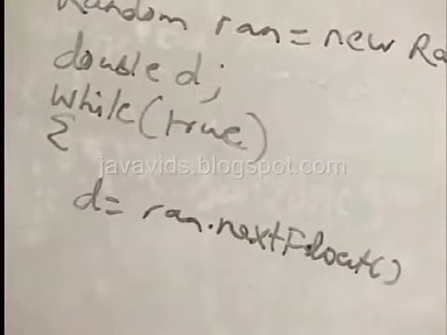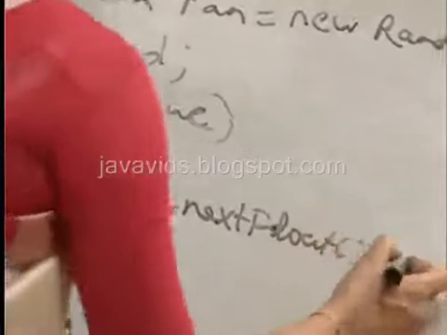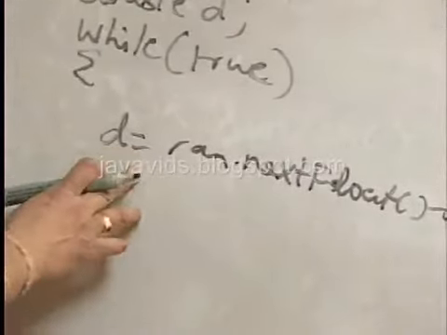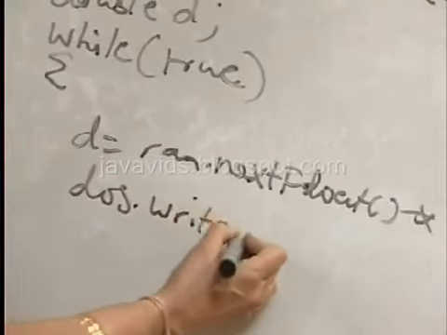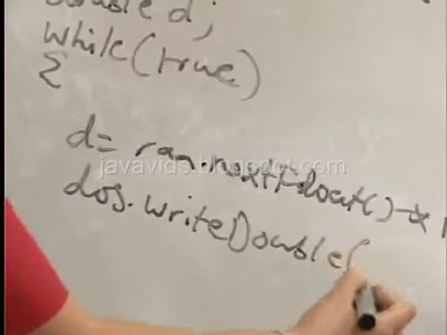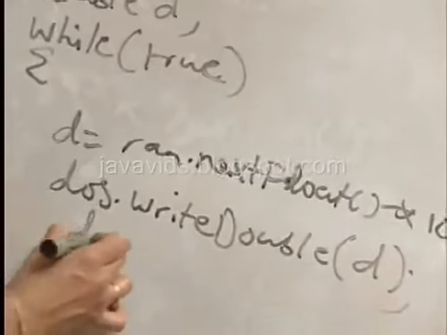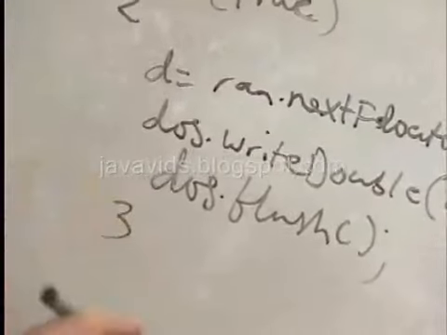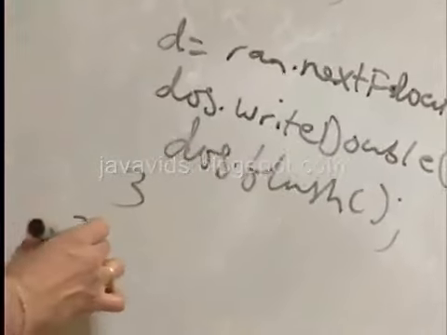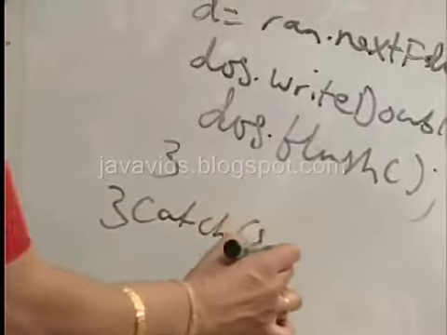This returns a float type of value. I'm just going to apply some formula on this to get a double number. Write this double value to the pipe by saying dos.writeDouble of d, then call flush, to push out the contents, and then go back, generate the next number, and write. This goes on happening here. So catch exception.